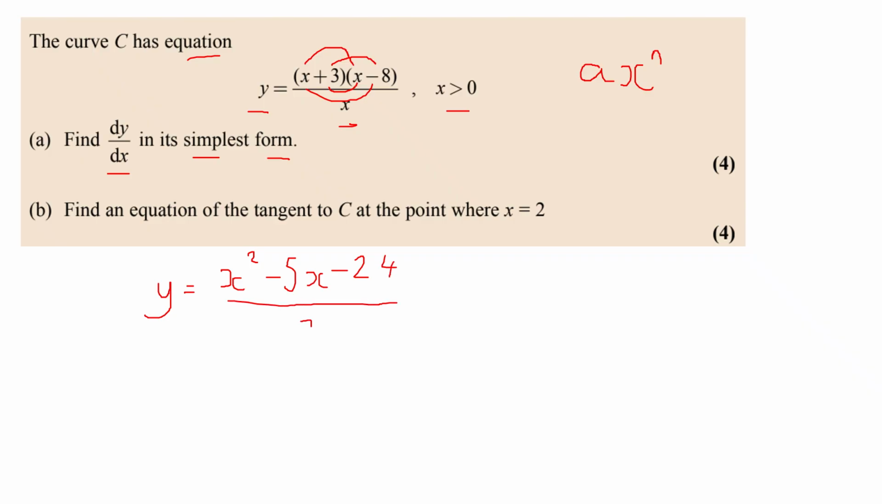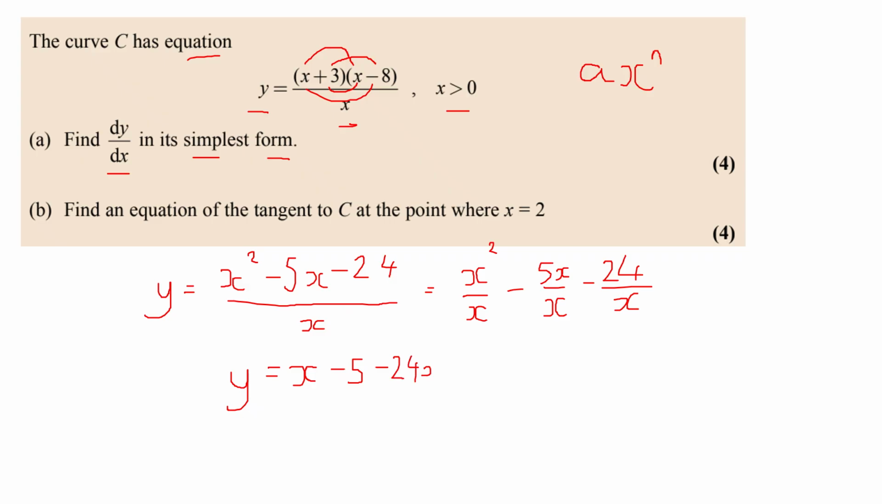Now what's next? Well, because I have a single term on my denominator, I can split this fraction up into 3 pieces. So x squared over x minus 5x over x minus 24 over x. Hopefully we are all in agreement up to here. What next? Well, I'm going to simplify first before I differentiate. x squared divided by x is just x, or x to the power of 1, minus 5x over x is minus 5, and then minus 24 over x can be written as minus 24 x to the minus 1.